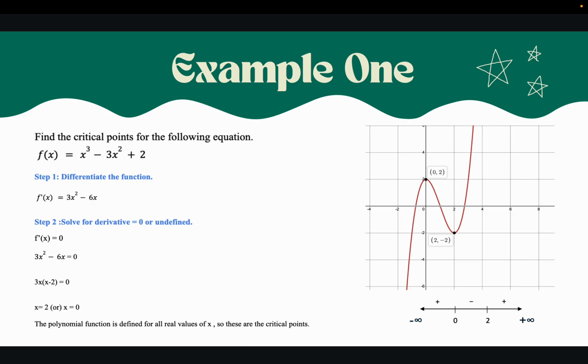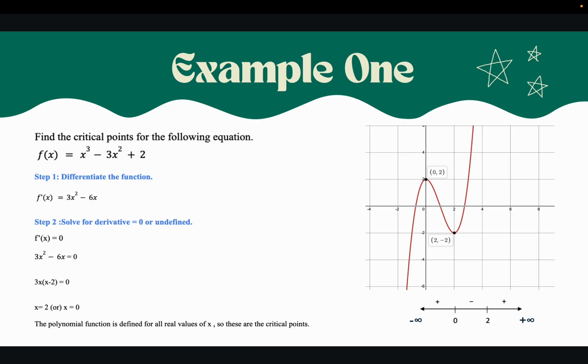Example 1. This is a question which I think is pretty easy for you to do: x cubed minus 3x squared plus 2. As I said before, we need to go step by step. Step 1 is to differentiate the function. If we differentiate it, we get 3x squared minus 6x. And we solve for x, setting the derivative equal to 0.